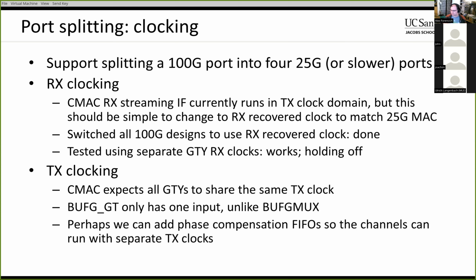So I'm not sure if trying to do something with switching is even going to be feasible, or if it makes more sense just to say we're going to depart from how the CMAC is set up and instead insert some very simple phase compensation FIFOs to get data from the output of the CMAC to the other 3 channels. Obviously, it'll run in the same clock domain as the first channel, but for the other 3 you might need to jump through some hoops. So that's what things are looking like at this point for clocking.